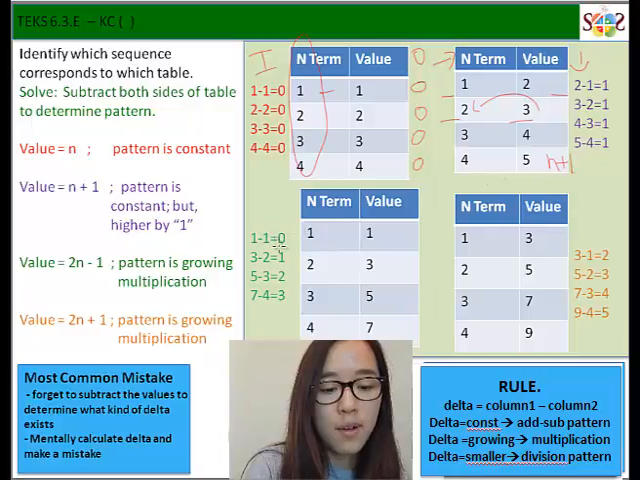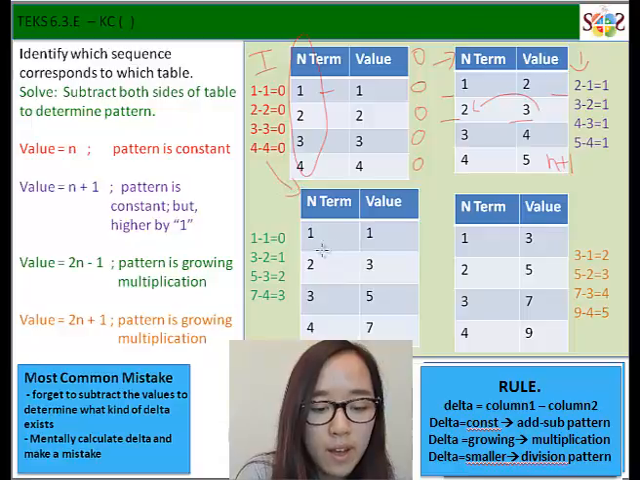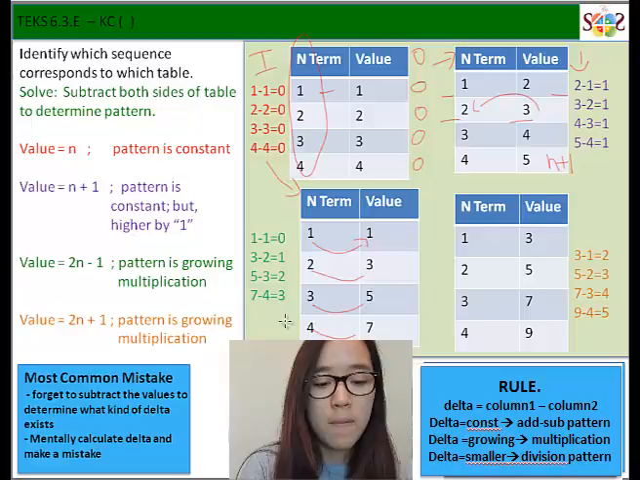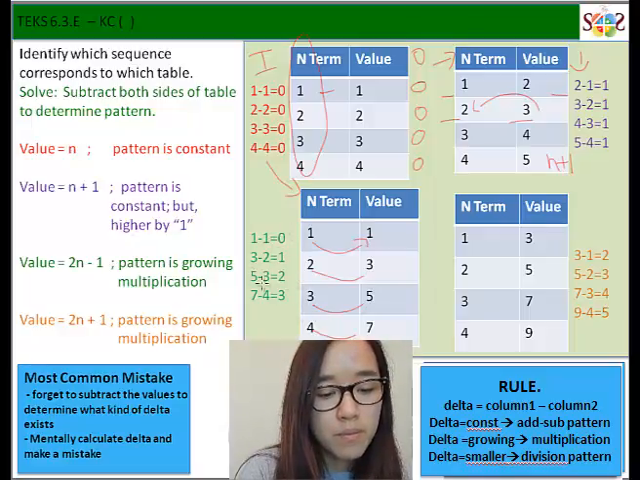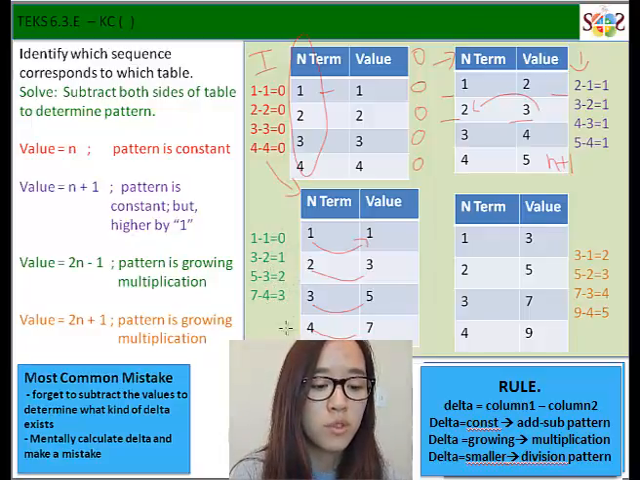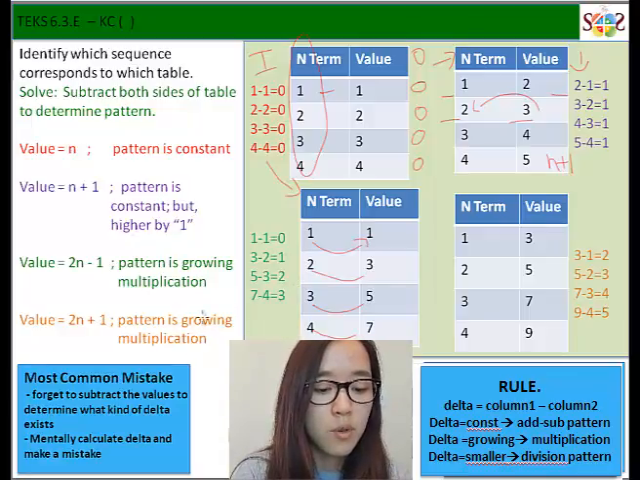Now let's look at our third table. We see that we have 1 for our n here, and our value is also 1. We have 2, and then 3, 3, and then 5, and 4, and 7. So if we subtract these, we see that our difference here starts at 0 for 1 minus 1, 3 minus 2 equals 1, 5 minus 3 equals 2, and 7 minus 4 equals 3. So we see that the equation for this sequence is 2n minus 1.